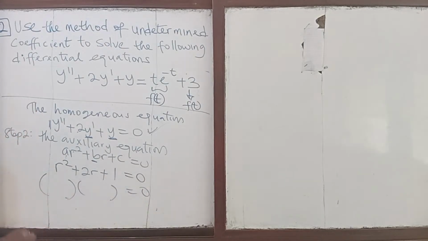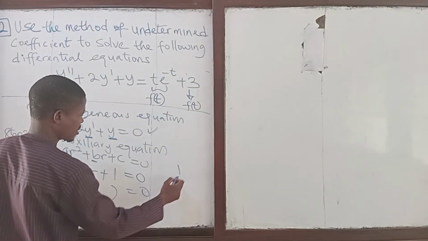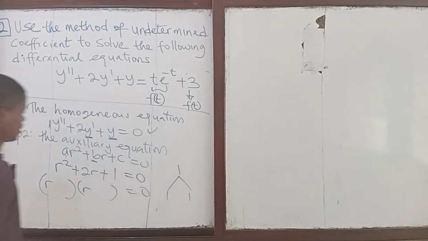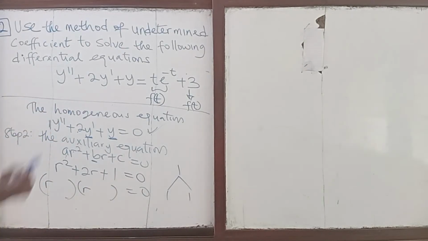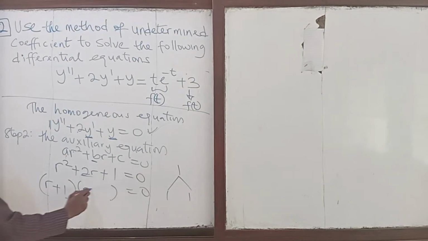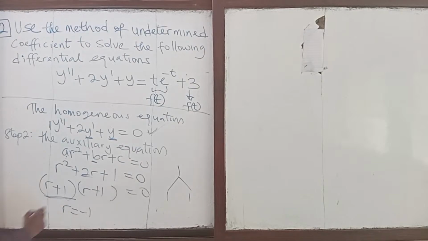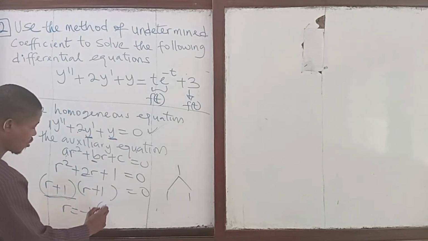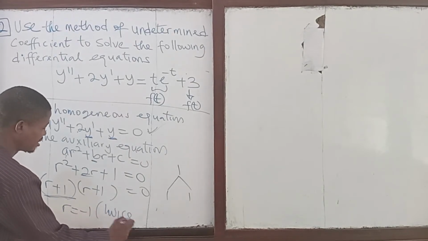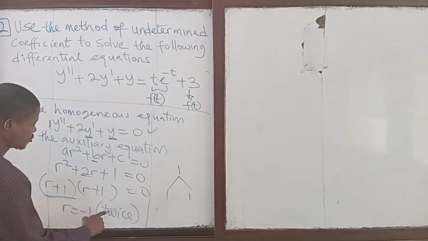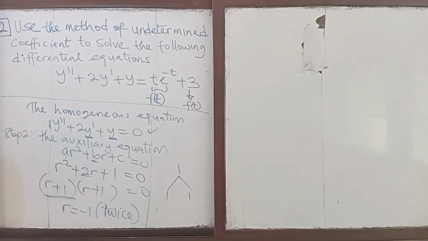This quadratic equation, the factors of 1 are 1 and 1, that's the only factors. And how do you use 1 and 1 to get plus 2R? That will be plus 1 plus 1. So R is equal to minus 1 because R plus 1 is equal to 0. So that is twice. So this is a repeated root, R equal to minus 1.